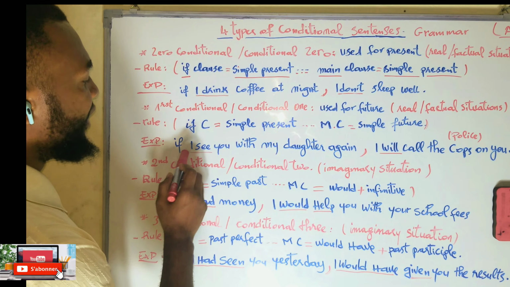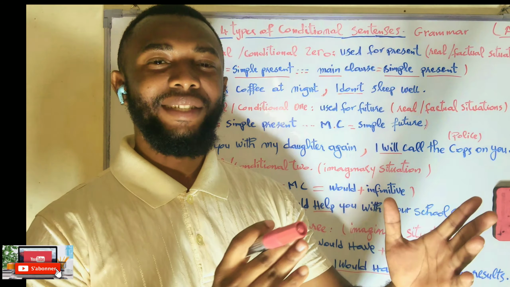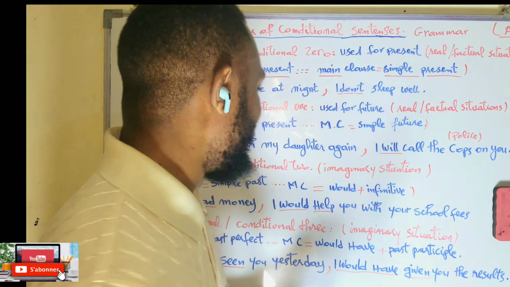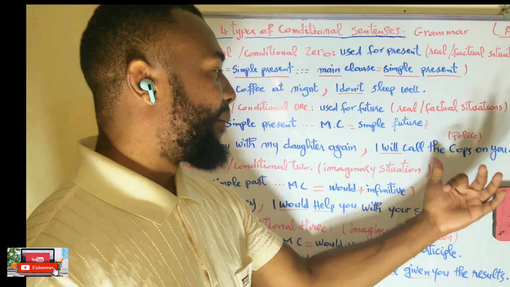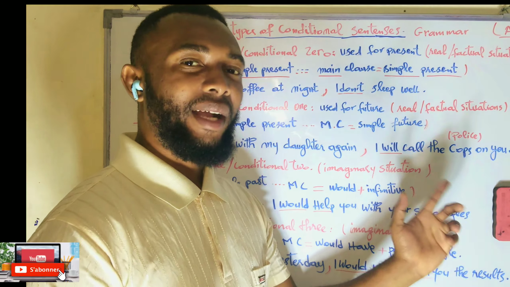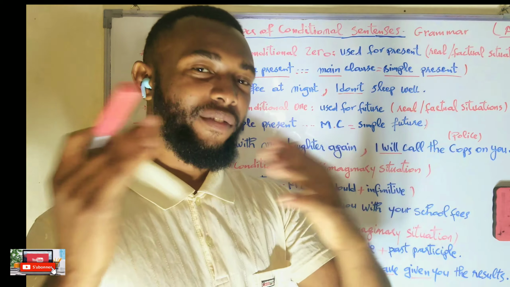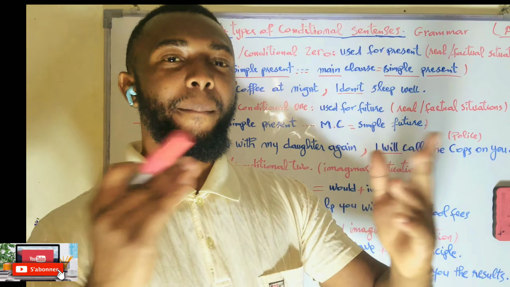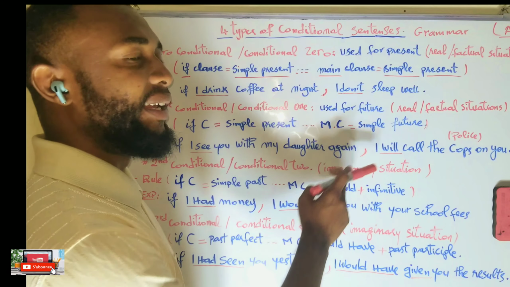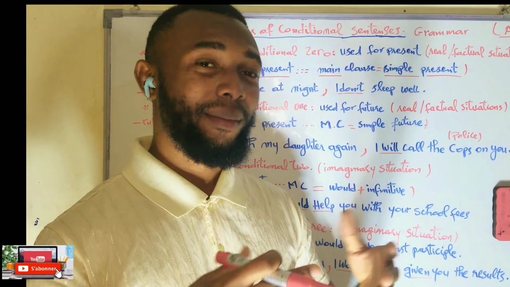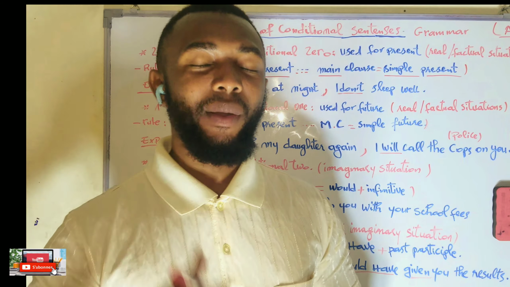An example, for example, if I see you with my daughter again, so if I see you, I see is conjugated au présent simple. Then my main clause, I will call, right? I will call. So it's conjugated au futur simple. Donc if clause présent simple, main clause futur simple. So if I see you with my daughter again, right? So I will call the cops on you.